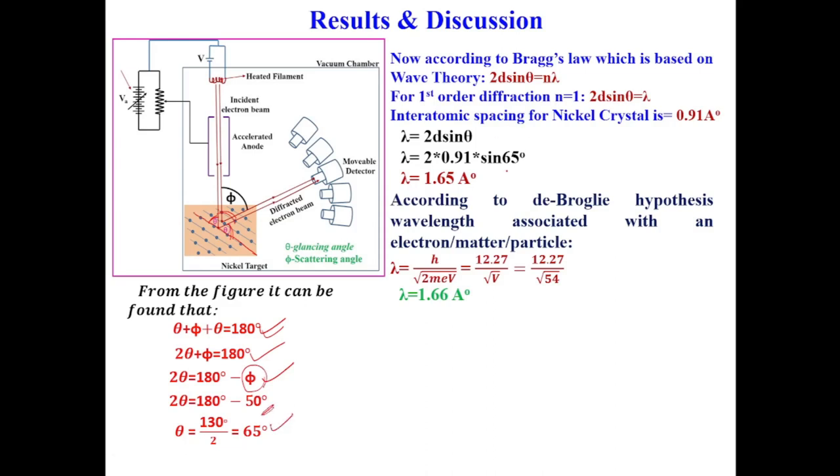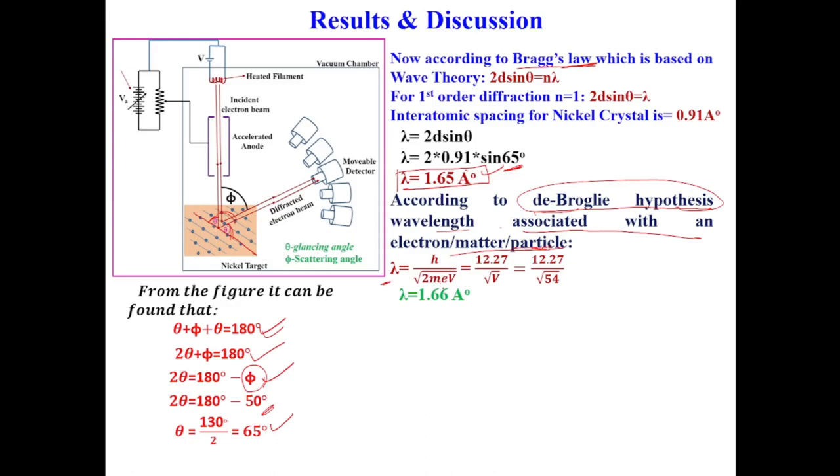So here we substituted theta as 65 degree. So we found lambda equal to 1.65 angstrom by considering what? Bragg's law of diffraction. Now we are going to consider according to the de Broglie hypothesis, which is associated with an electron or matter or particle, which is based upon the wavelength of the matter or particle. So that wavelength is your how much?